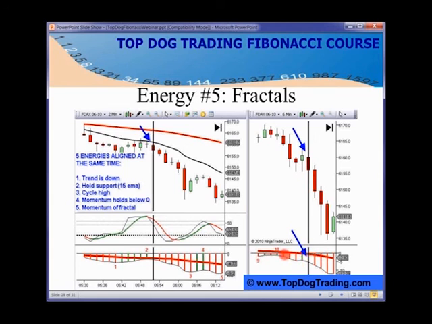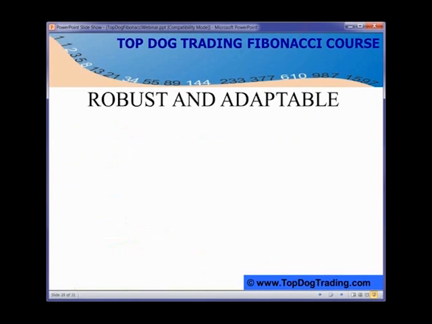And for the fractal energy, what I need is for momentum to be going down, not trend. A lot of people use trend on the higher time frame. I use momentum to confirm the trade. 1, 2, 3, 4, 5. And that's all I do in my trading, is count to 5 all day long.